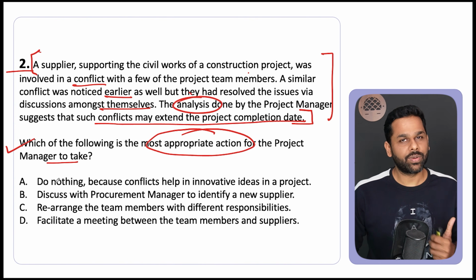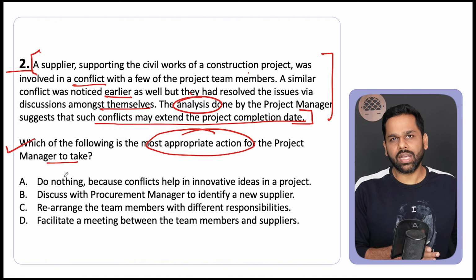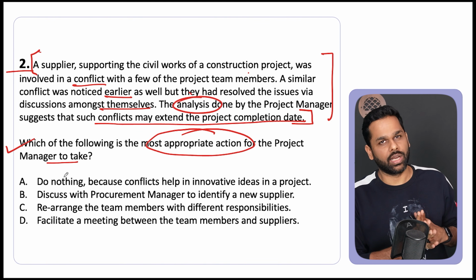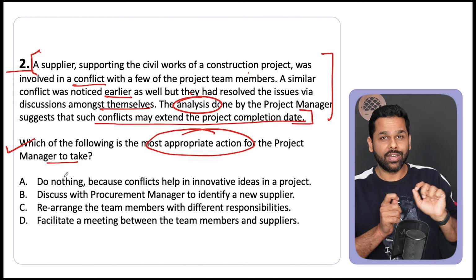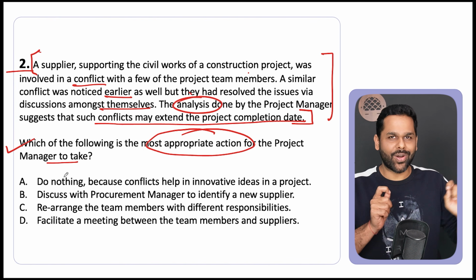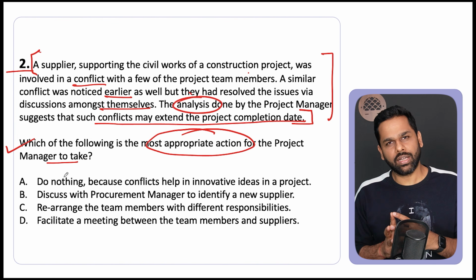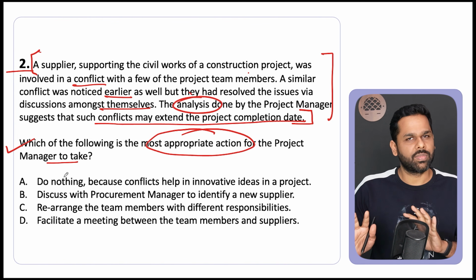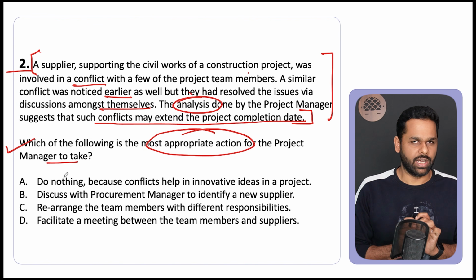So we learned from the previous question that we will look for mistakes. If I find a mistake, I'll be able to eliminate that option very quickly, because we just need to find one mistake. For an option to be correct, it needs to be correct from all the aspects. For an option to be wrong, you just need to find one mistake. And ensure that when you find a mistake, you are very sure that yes, this is a mistake. Even if you have a slight bit of doubt, don't eliminate it.